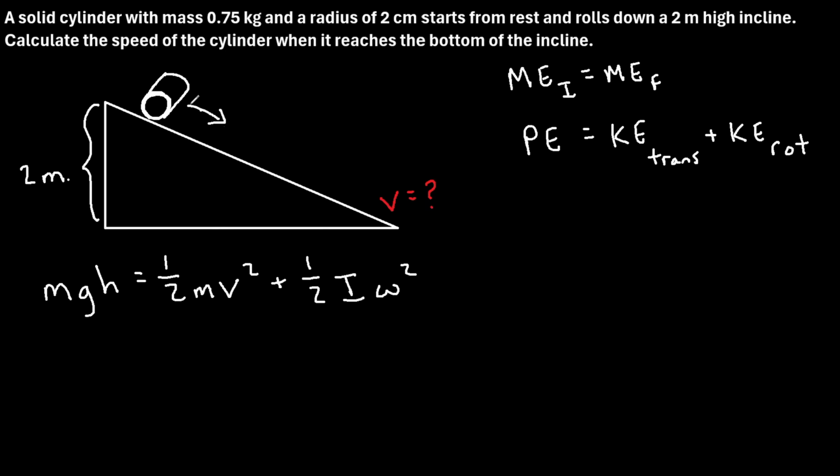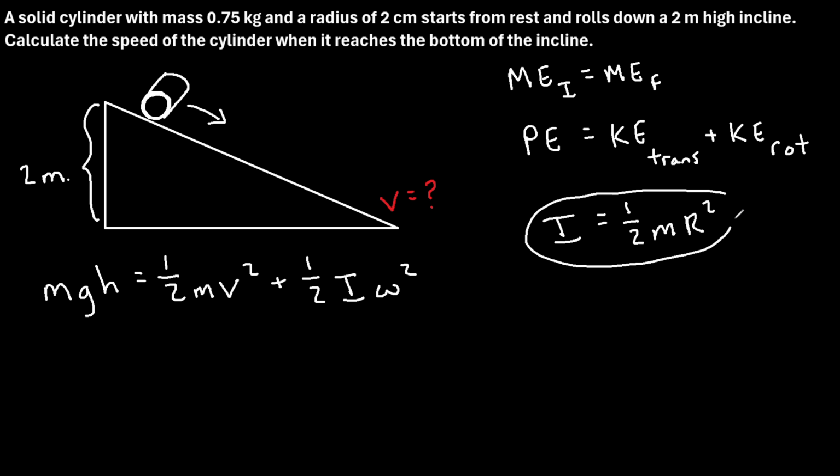Now, we're told that we have a solid cylinder. The formula you use for the moment of inertia depends on the shape of the object. For a solid cylinder, the moment of inertia, I, is calculated as 1/2 times the mass times the radius squared. So it's really important that you use the correct moment of inertia formula. If this was, let's say, a solid sphere instead, the formula would be different. It would be 2/5 times the mass times the radius squared. So depending on the shape of the object, make sure you're using the right formula. Let's go ahead and fill that in for I.